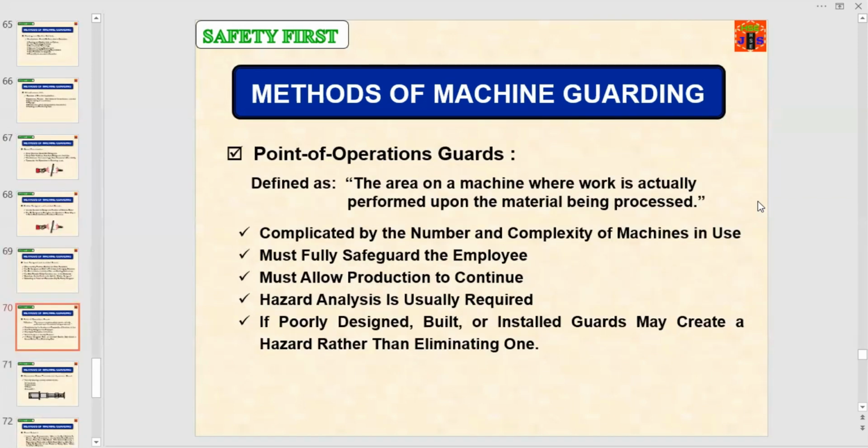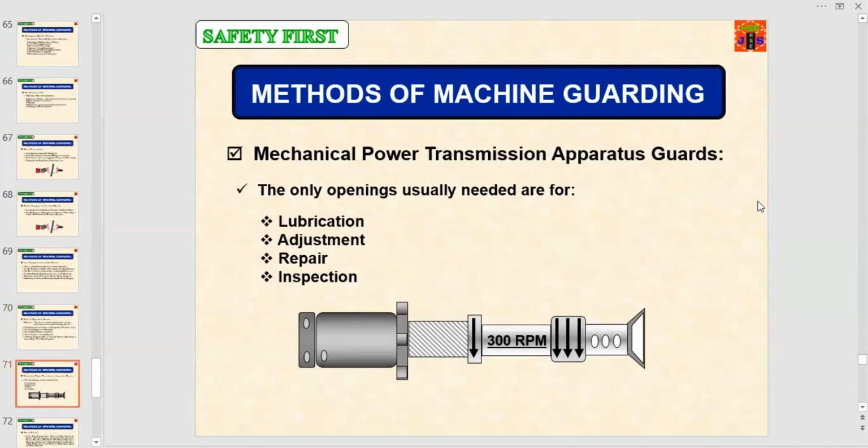Point of operation guards may be complicated by the number and complexity of machines. They must fully safeguard the employee and must allow production to continue. Hazard analysis is usually required. If poorly designed, built, or installed, guards may create a hazard rather than eliminating the hazard. While discussing mechanical power transmission guards, the only openings usually needed are for lubrication, adjustment, repair, or inspection.